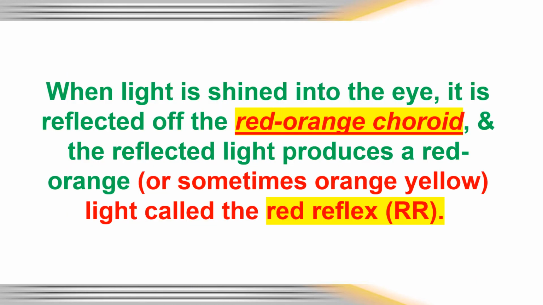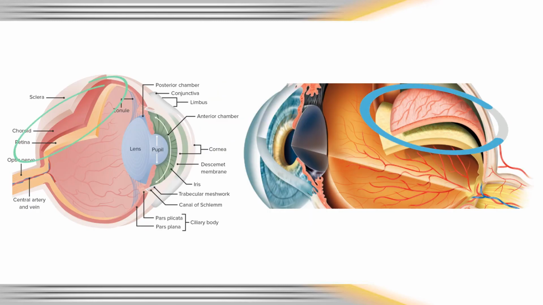When light is shined into the eye, it is reflected off the red-orange choroid, and the reflected light produces a red-orange or sometimes orange-yellow light called red reflex. This is the first layer to stop light from passing through clear media.